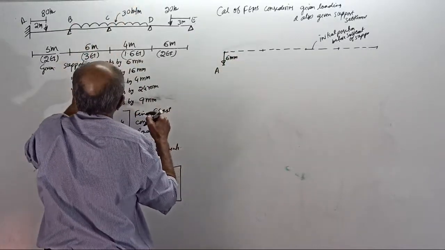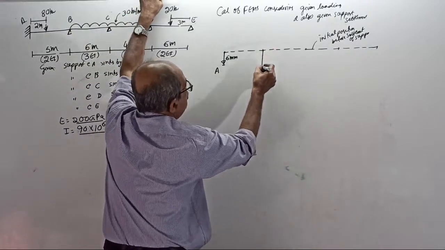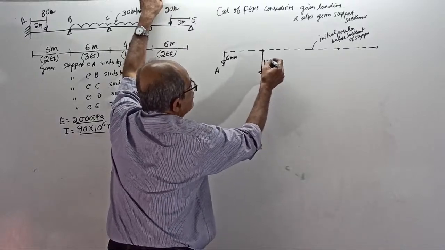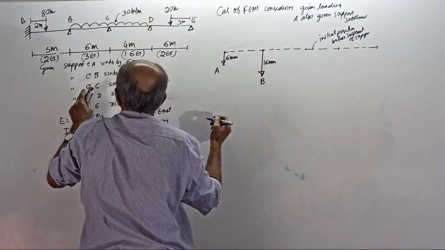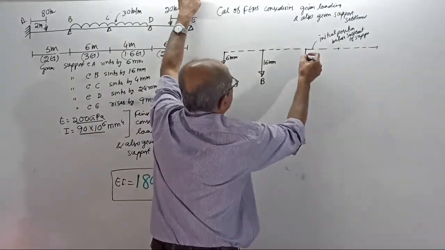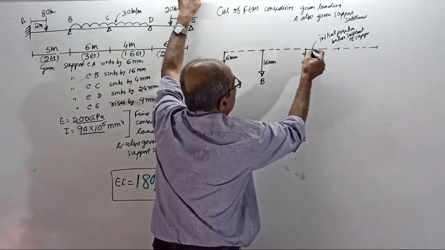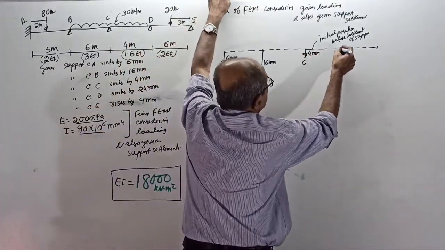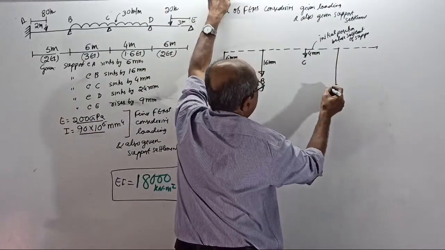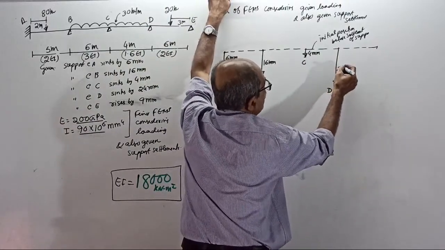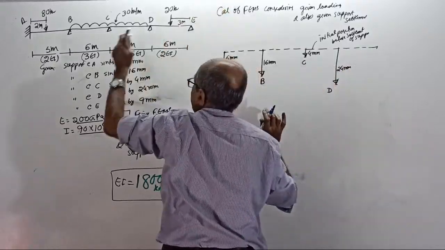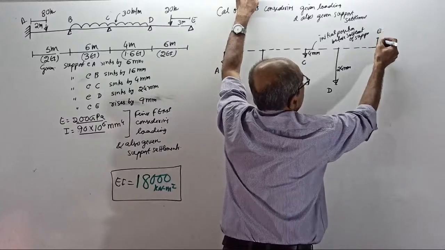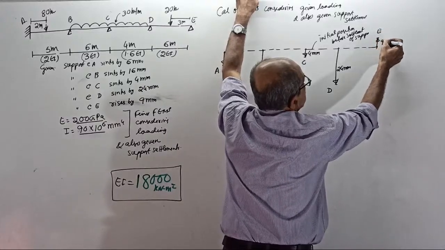Support B sinks by 16 mm. B comes here, B down by 16 mm. Support C sinks by 4 mm. C down by 4 mm. Support D sinks by 24 mm. D down by 24 mm. Unfortunately, support E rises by 9 mm. This is E, which goes up by 9 mm.